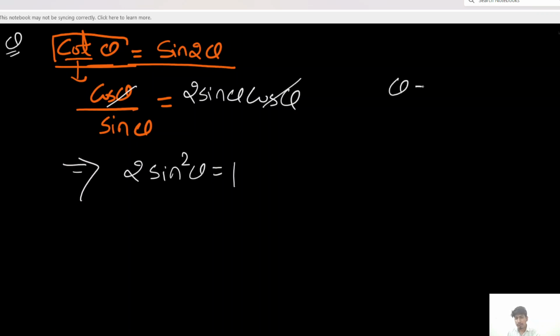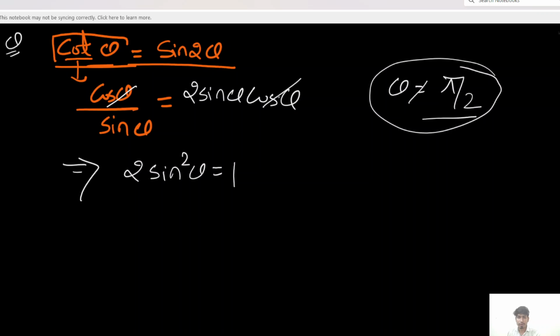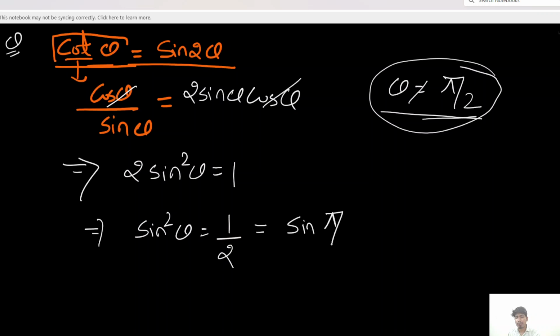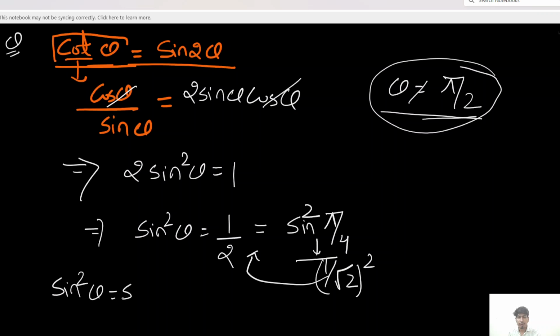and here theta can't be pi by 2, because if theta is pi by 2, then this becomes 0 and this becomes 0, and 0 never cancels by 0. So theta can't be pi by 2, then this implies sine square theta is 1 upon 2. Can we write this as sine of pi upon 4 square, because sine pi upon 4 is 1 upon root 2 and 1 upon root 2 square is 1 upon 2? Then sine square theta is equal to sine square pi upon 4.